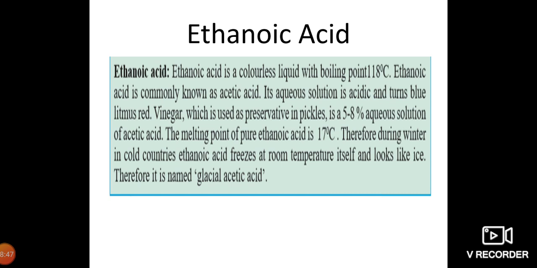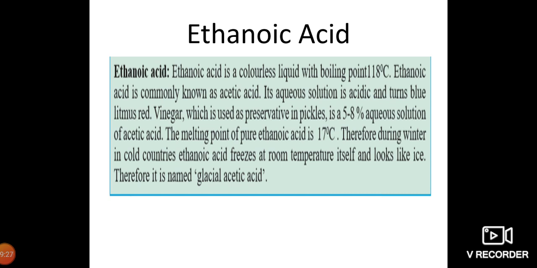The melting point of pure ethanoic acid is 17 degrees Celsius. So it melts at 17 degrees Celsius. Therefore, during winter in cold countries, ethanoic acid freezes at room temperature itself and looks like ice. Therefore, it is named glacial acetic acid. So after studying this, we have the information about ethanoic acid.